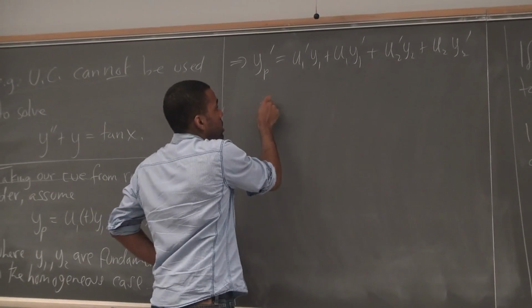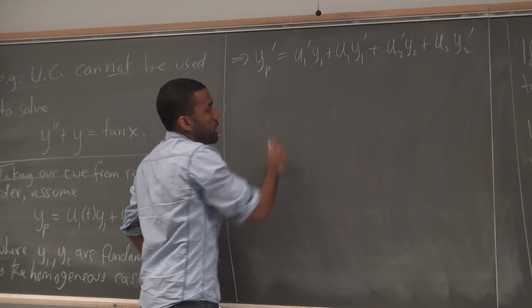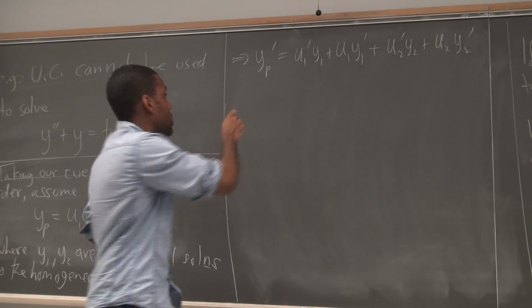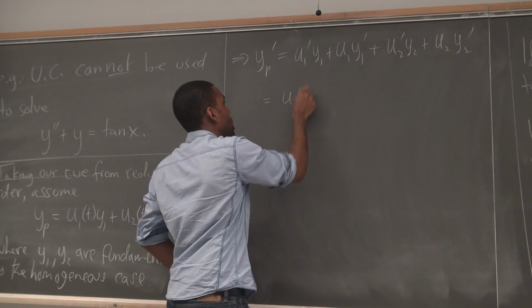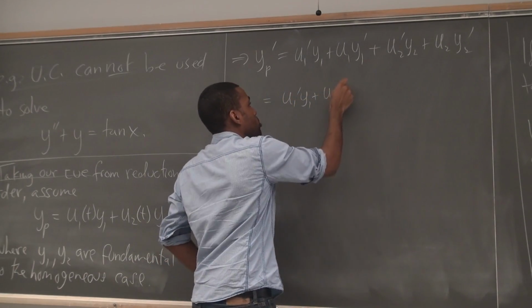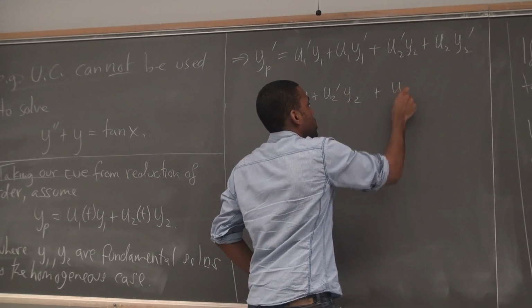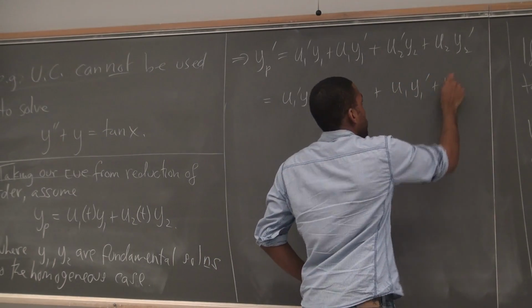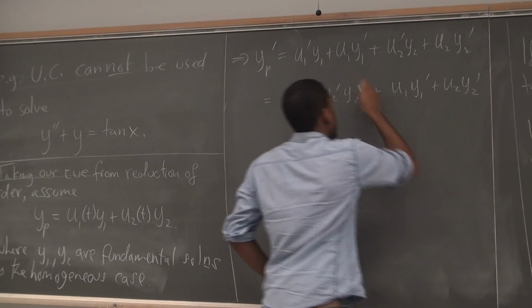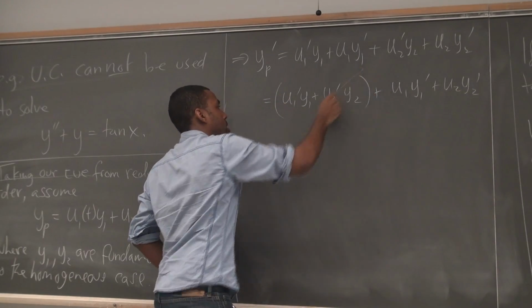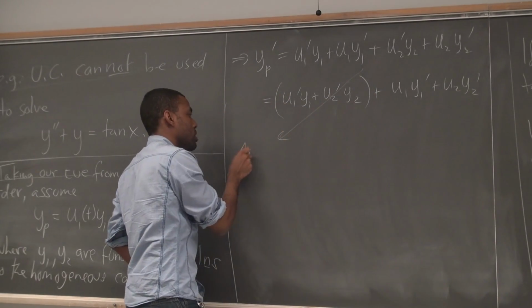So now here's one thing that we're going to do. This we can write as u1 prime y1 plus u2 prime y2 plus u1 y1 prime plus u2 y2 prime. This guy, as the method goes, we're going to assume this is equal to 0.